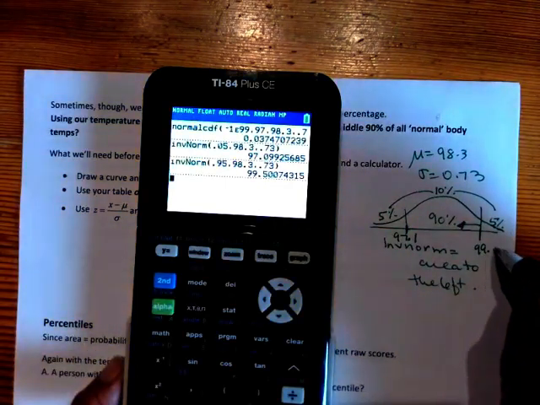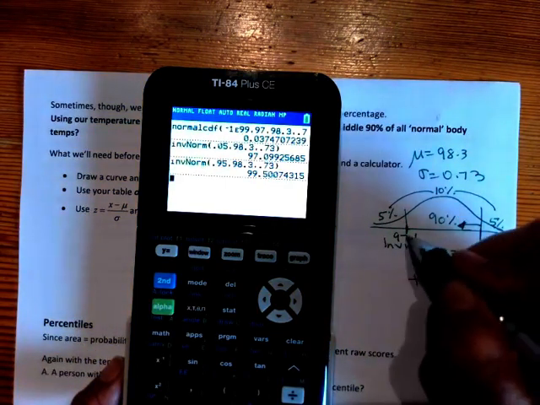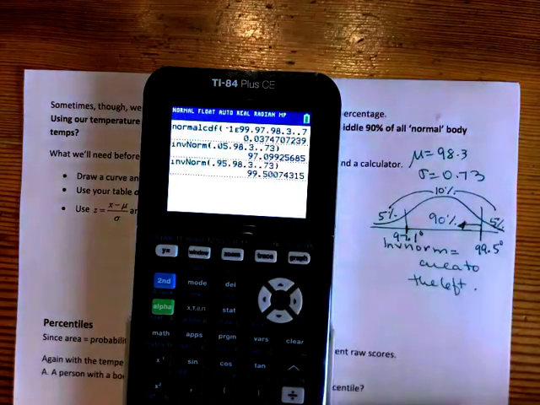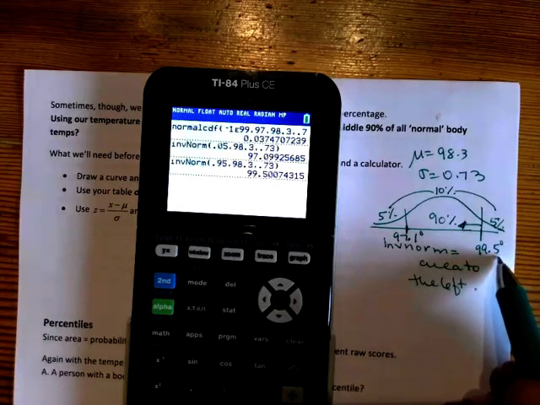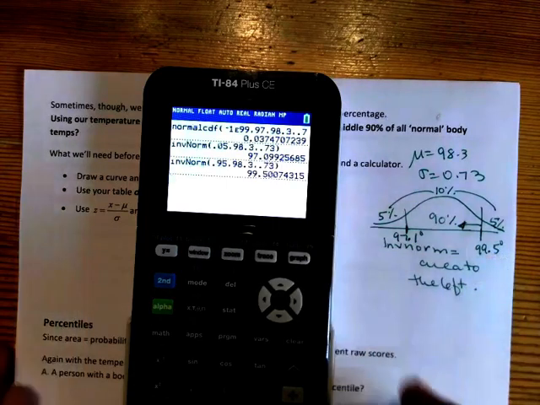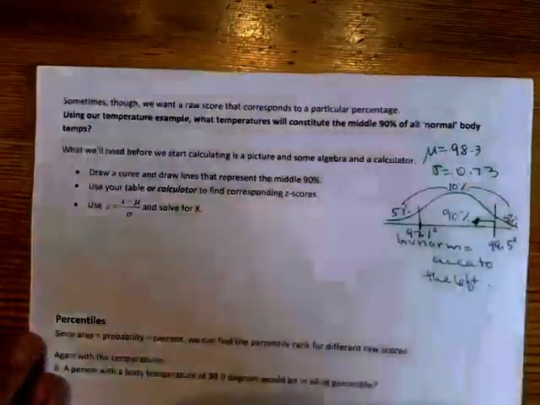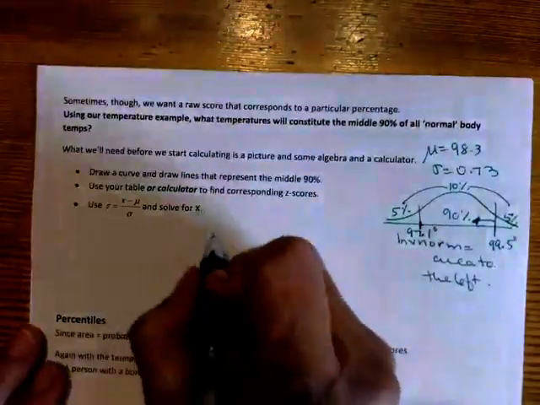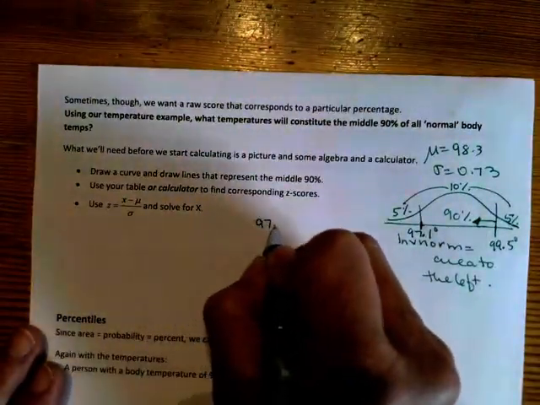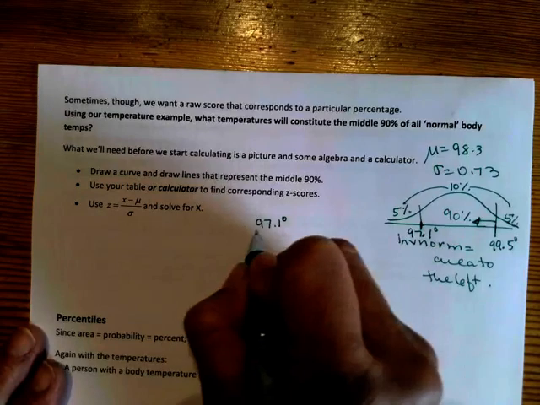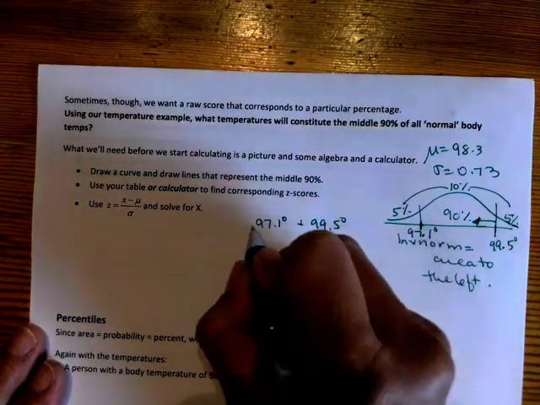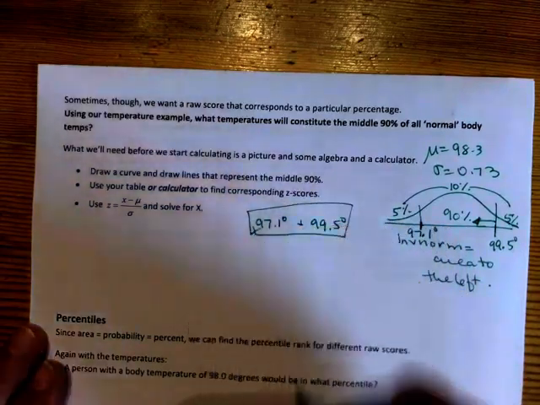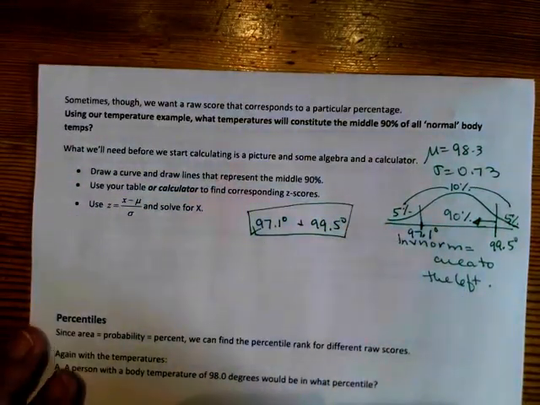And that gives me 99.5 degrees. I'll put my degree symbol on so we know those are temperatures. Those are the temperatures that correspond to those upper boundaries, or the middle 90%. So 97.1 degrees and 99.5 degrees. 90% of people will have a body temperature between those two values.